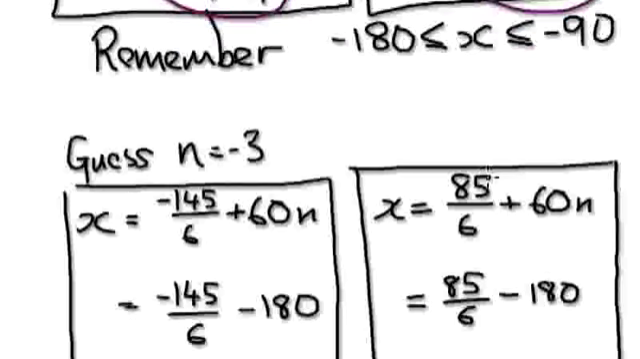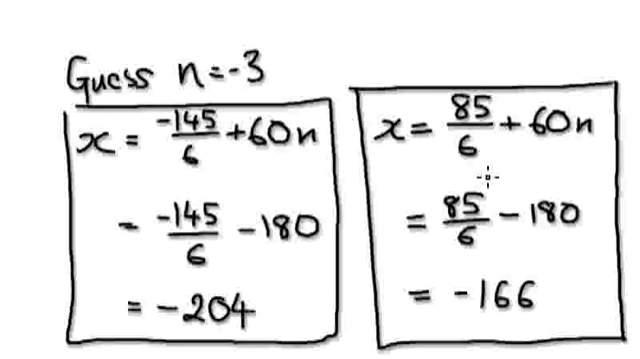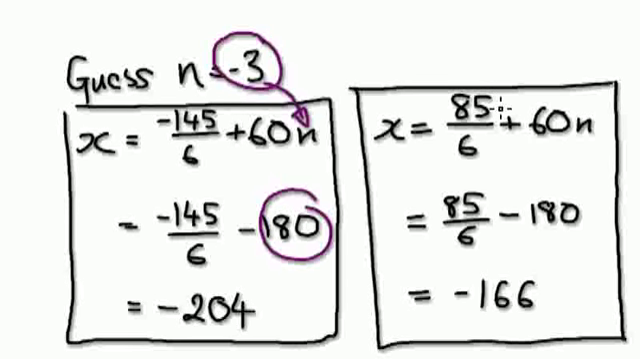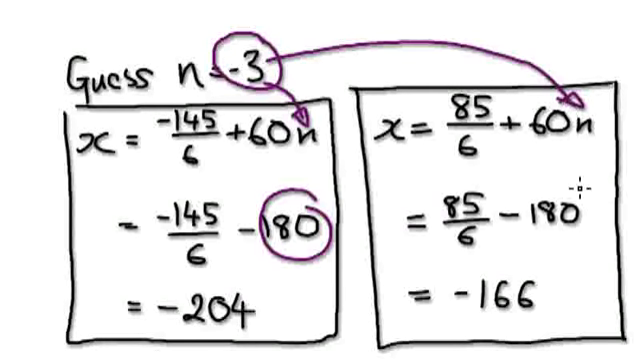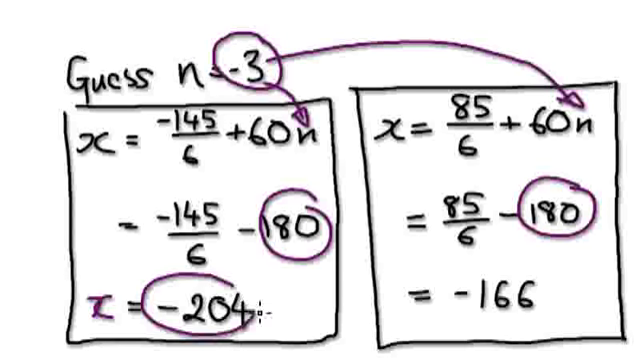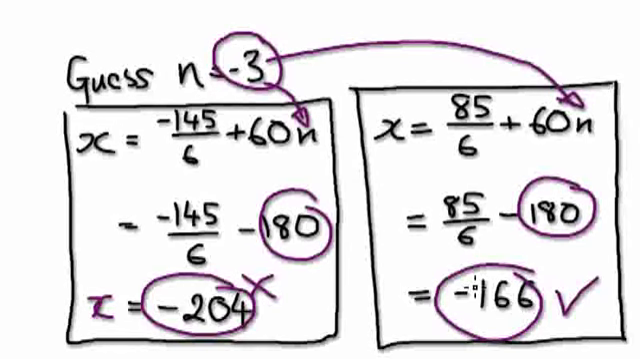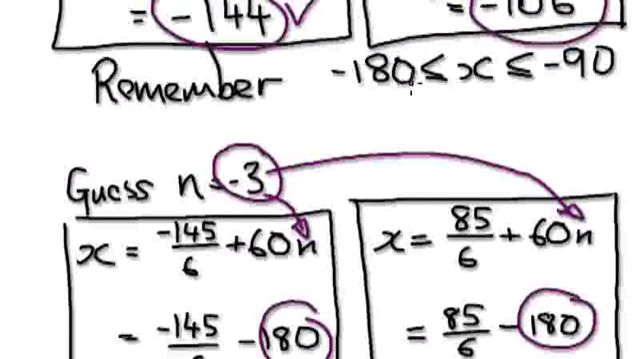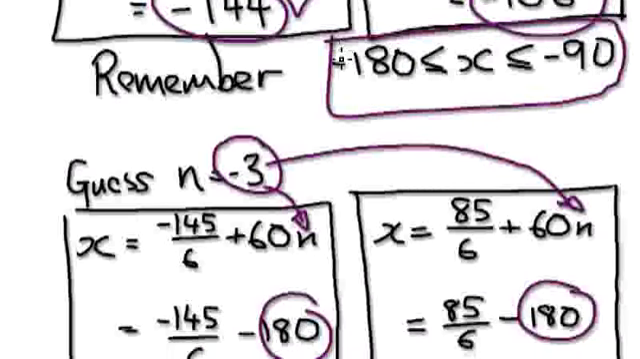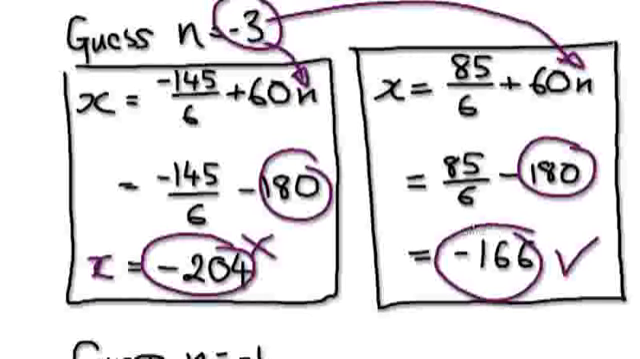Now let's guess n equals negative 3. When you put negative 3 into here, it's saying take away 180, and same over here. So x here equals this thing here, and this thing here is beyond our range, so this is a bad solution. And this thing here is good because it's within our range. Negative 166 is within our range, so this is a good solution.